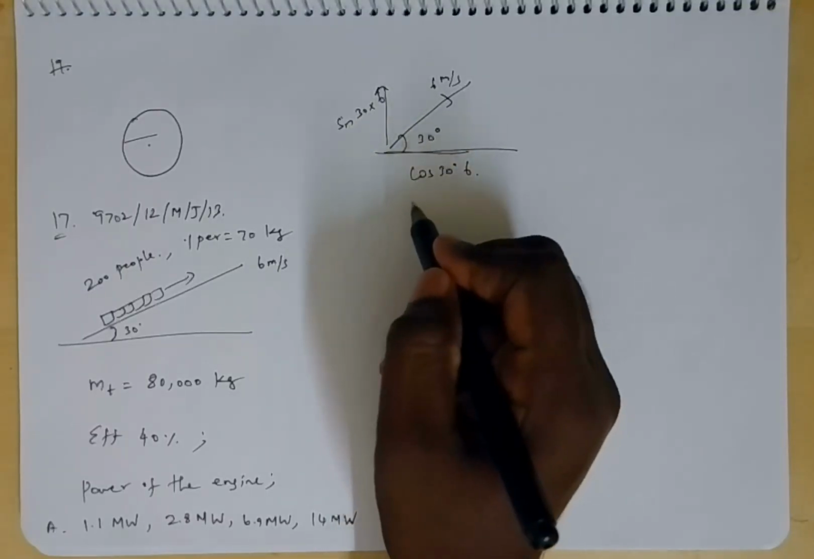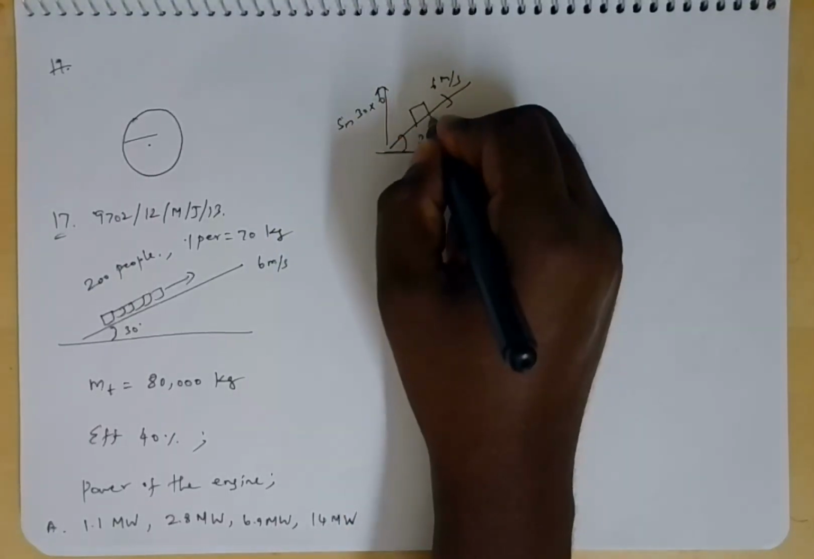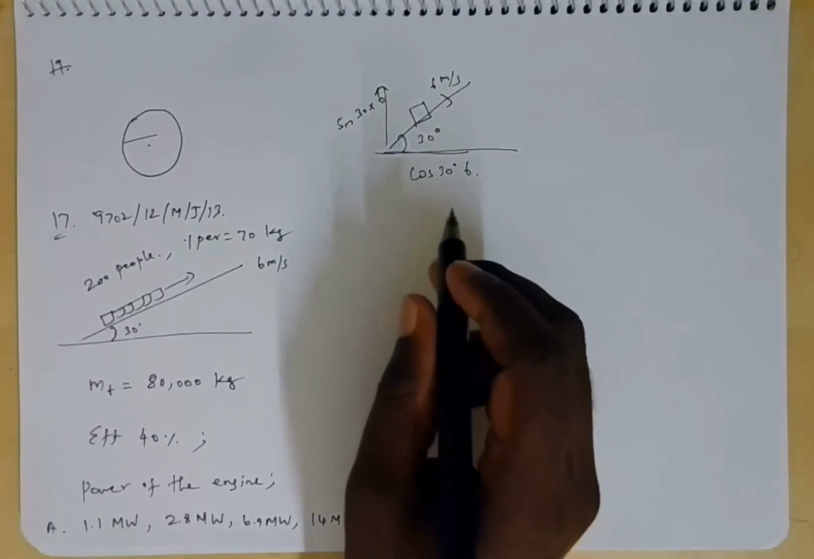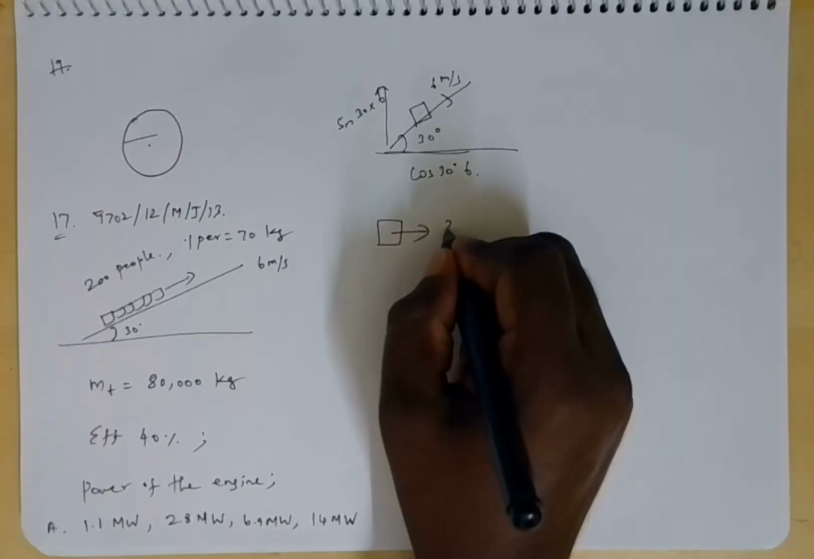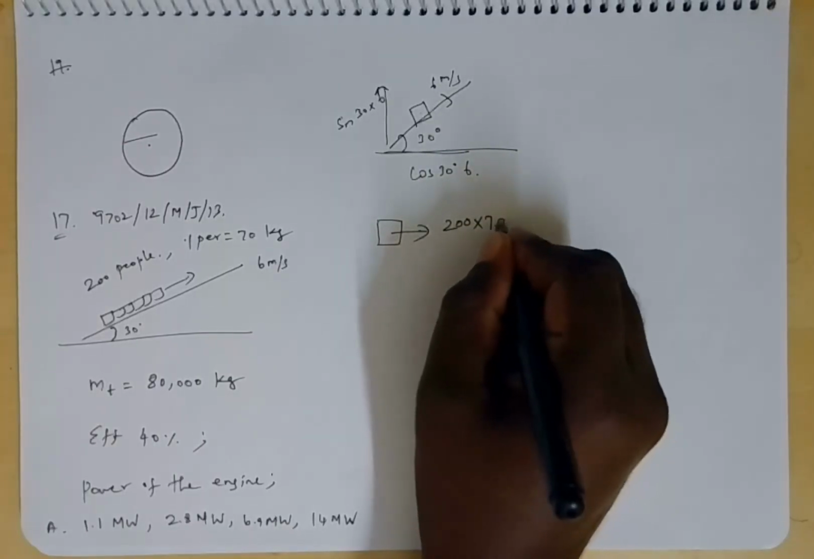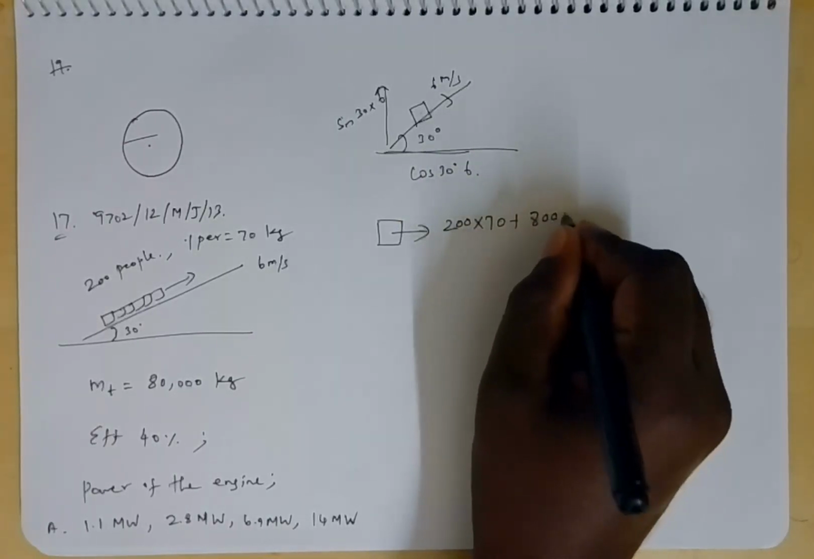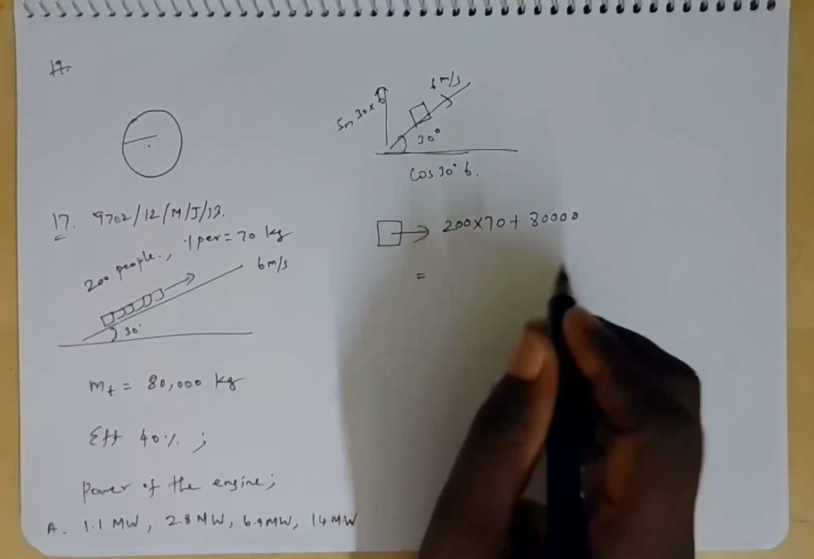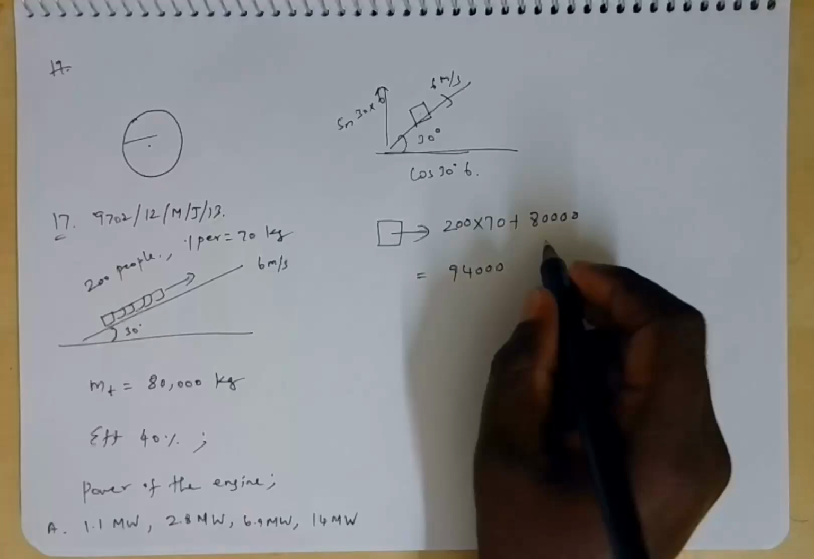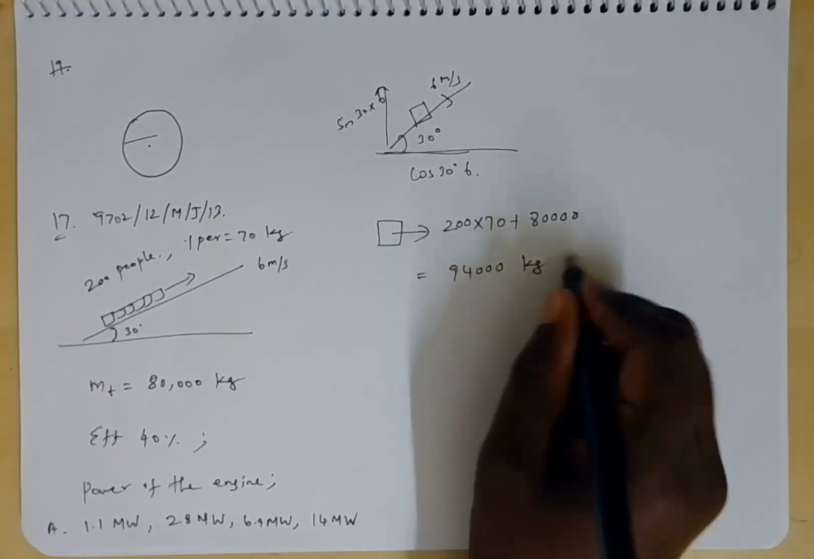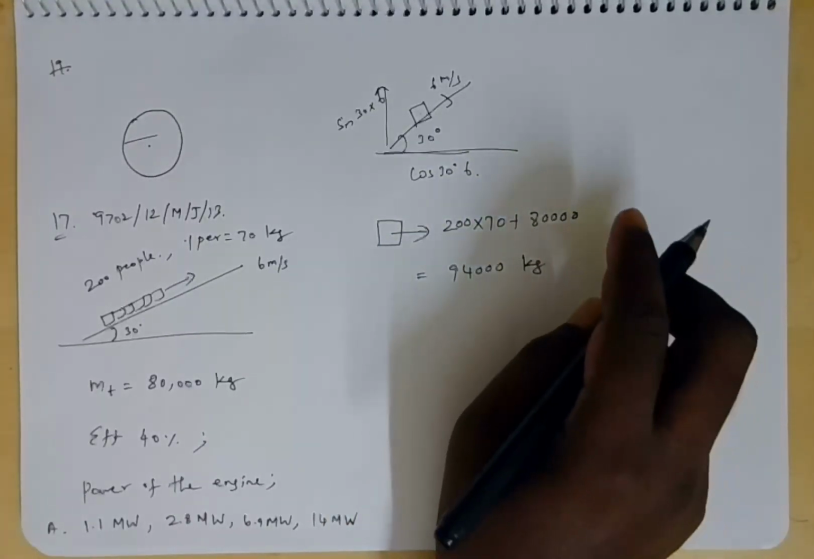So now let's consider this train as a single object. What is the total mass of the train? 200 people are on board, so 200 into 70 plus the train itself is 80,000. So how much is this? 94,000. So 94,000 is the mass of the train.